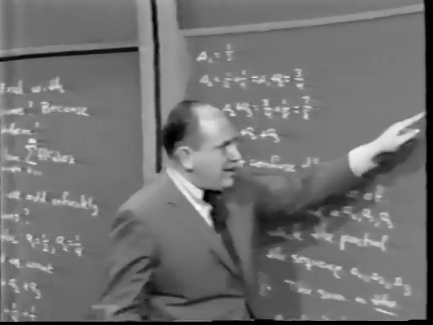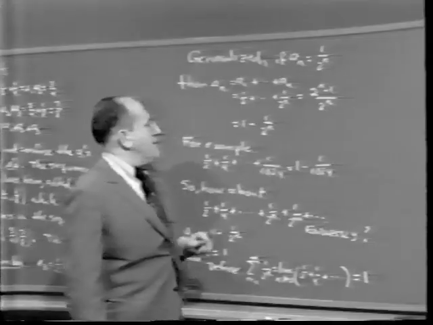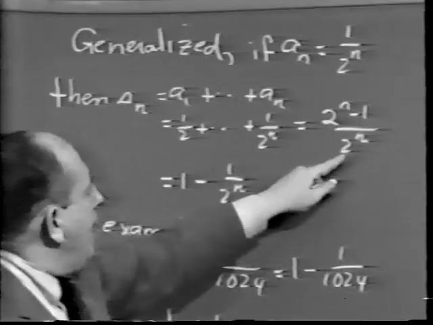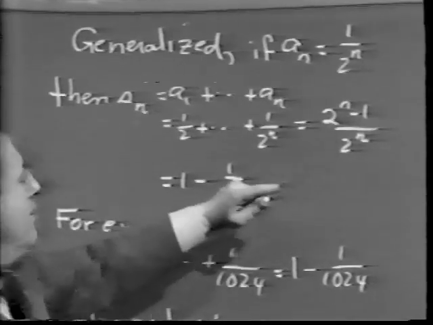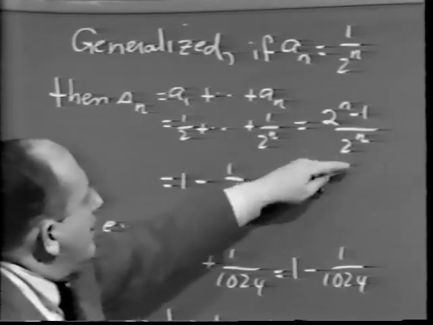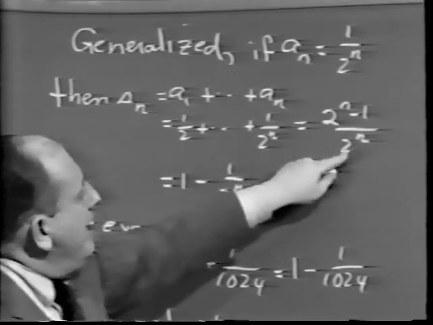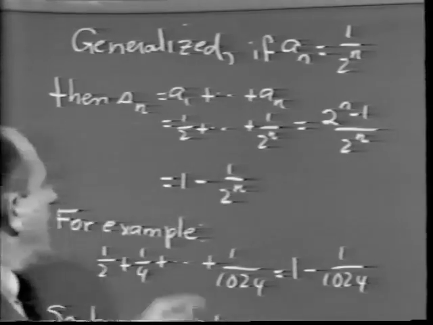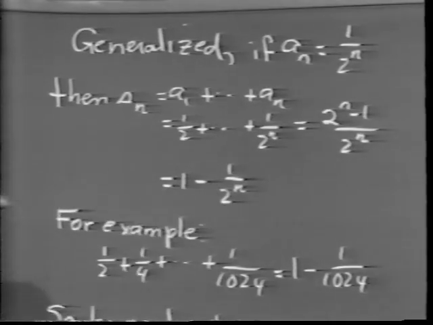And once we suspect this, this particular result can be proven by induction. I won't take the time to do this here. What I will take the time to do is to observe that this particular sum can be written more conveniently if we divide through by 2 to the nth to get 1 minus 1 over 2 to the n.